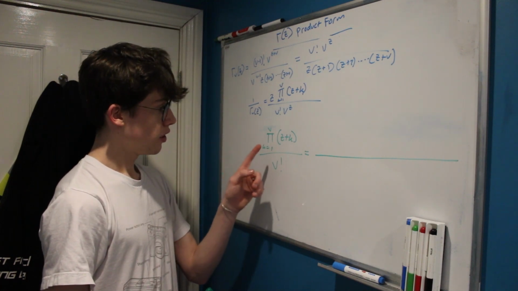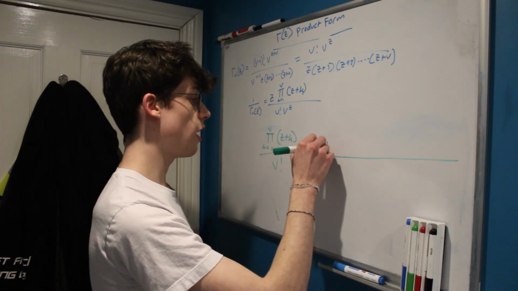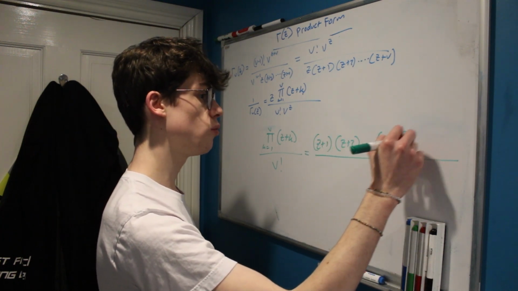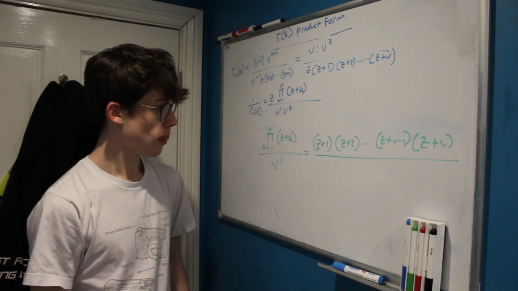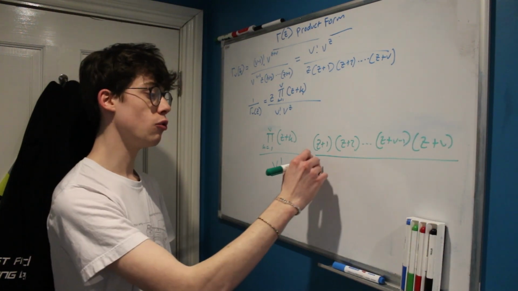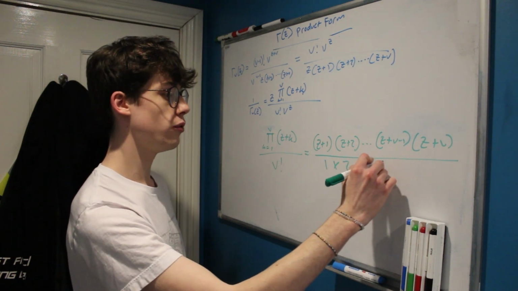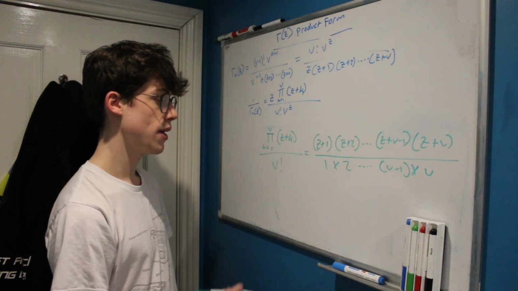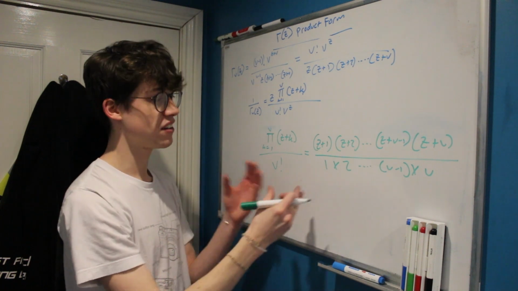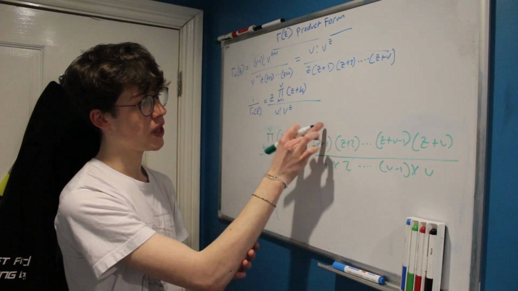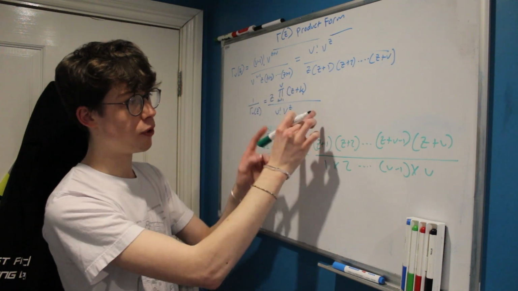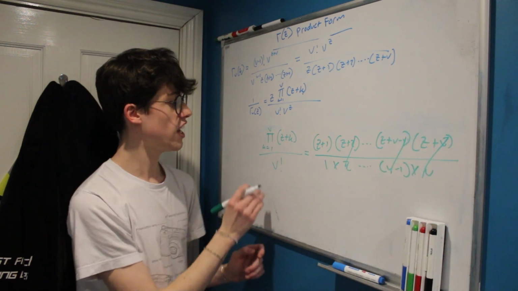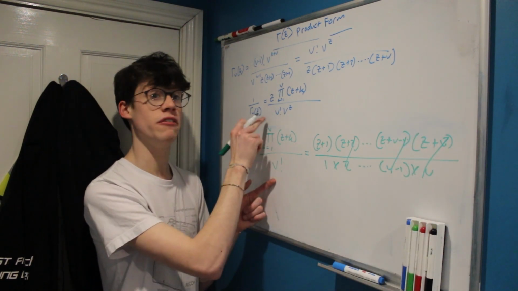So this product on the top we know is just z plus 1 times z plus 2 all the way up to z plus v minus 1 times z plus v. And v factorial is equal to 1 times 2 all the way up to v minus 1 times v. And you might see what I'm getting at here: for each factor on the numerator, there is a corresponding factor on the denominator, which causes us to have quite a nice cancellation, seeing as both of them are repeated multiplications up to v.